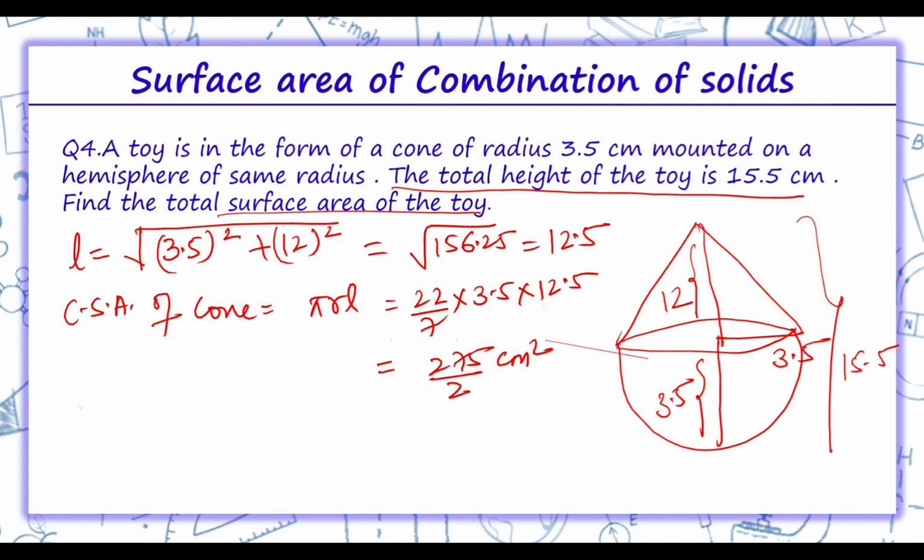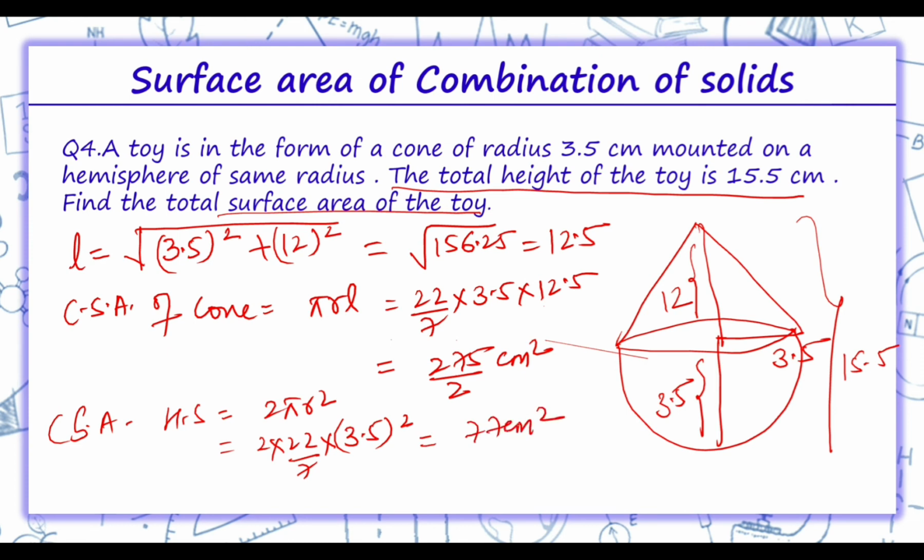Then we have to calculate curved surface area of hemisphere, which is 2 pi r square. So it will be 2 into 22 by 7 into 3.5 square. This is equals to 77 centimeter square. So now we calculate it separately. So total surface area will be 77 plus 275 by 2, which is equals to 214.5 centimeter square.